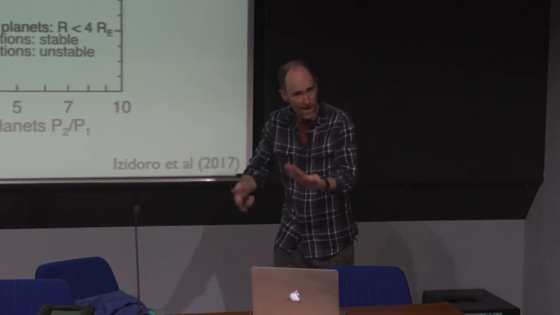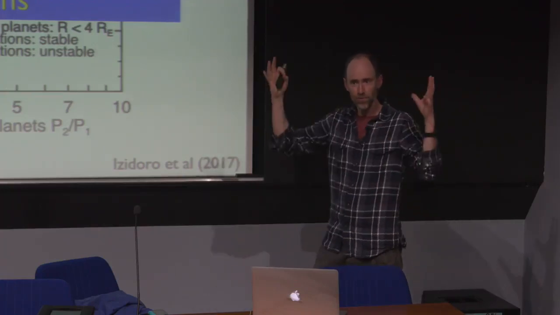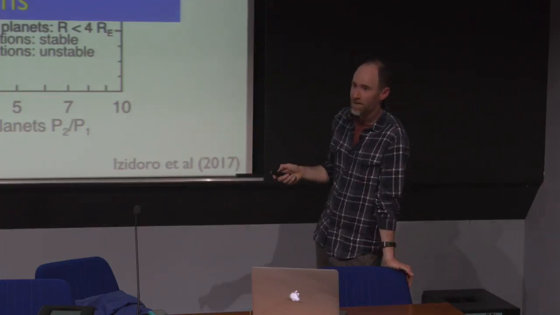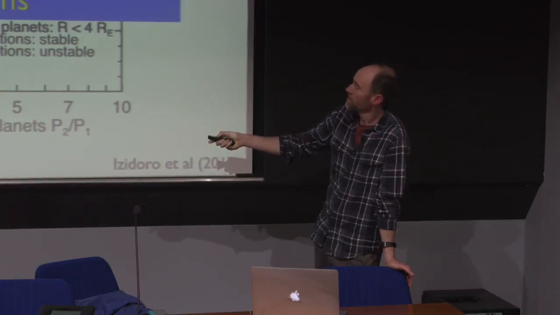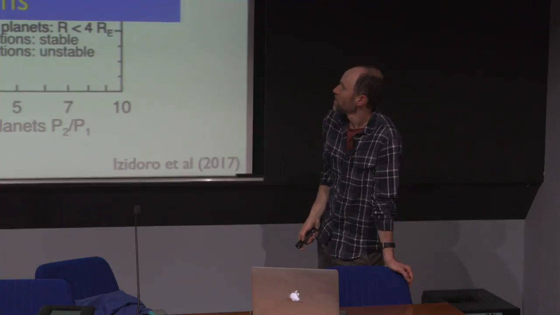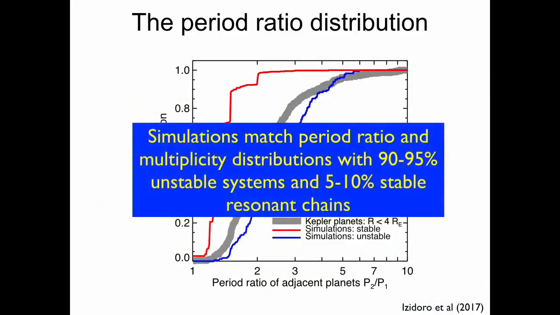And when we do that, play that kind of statistical game, what you find out is you need about a factor of 10 to 20 to 1 mixing of the blue to red ones. So about 90 to 95% unstable resonant chains, 5 to 10% stable ones. And if that's the case, we can match all these things.